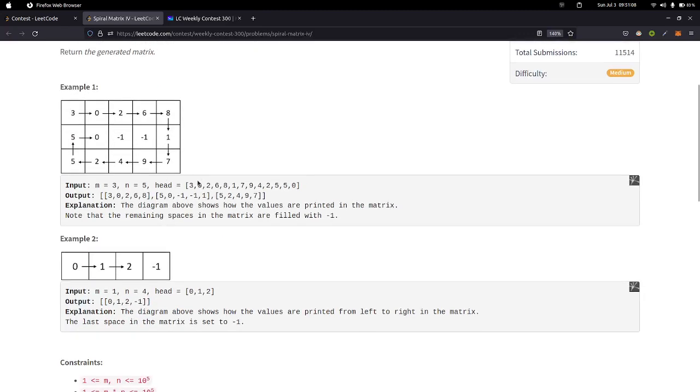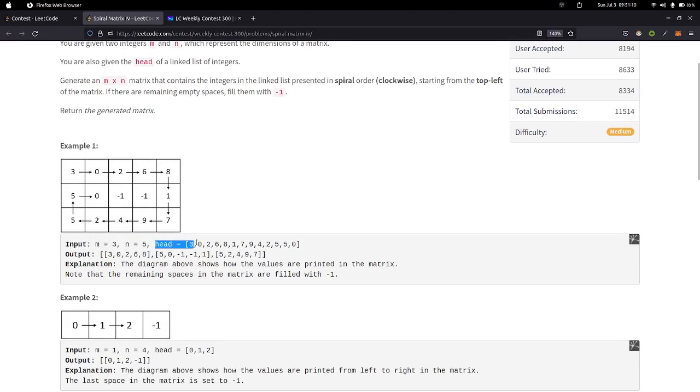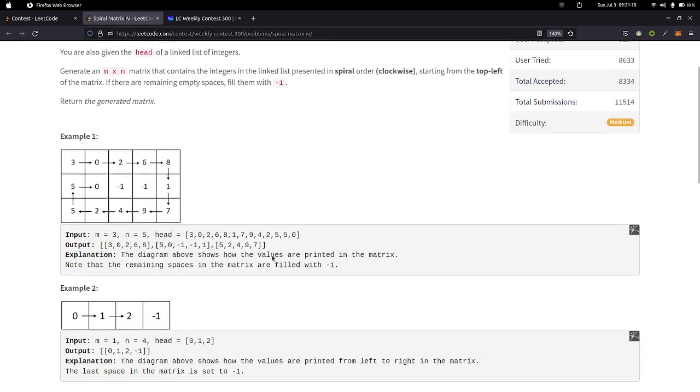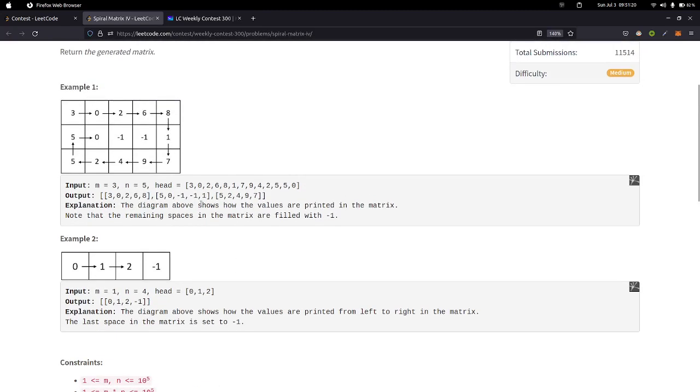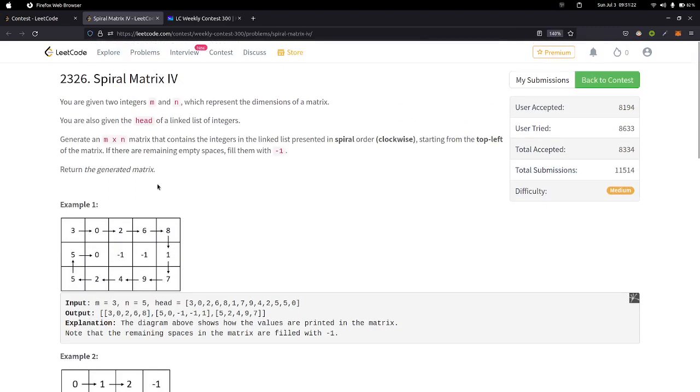Basically this array head is given in the form of a linked list, nothing else, and m and n are the dimensions of the matrix. We need to return a matrix of dimension m cross n. In my implementation, I'll be swapping m and n to be consistent with my style of coding, but it's up to you. So here, n represents the number of rows and m represents the number of columns.